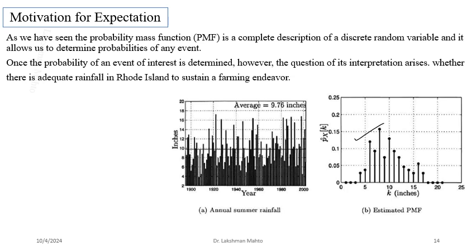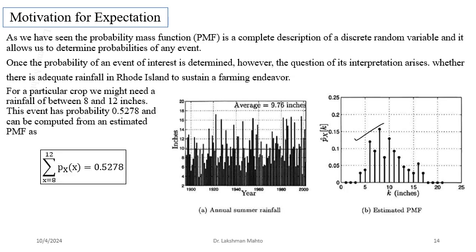If you go for paddy farming, what is the most essential requirement? Regular watering. If you go for wheat, again you need watering, so you need rain. How do we say from the distribution whether that is adequate rain? For a particular crop, we might need rainfall between 8 and 12 inches, which will fall around here.